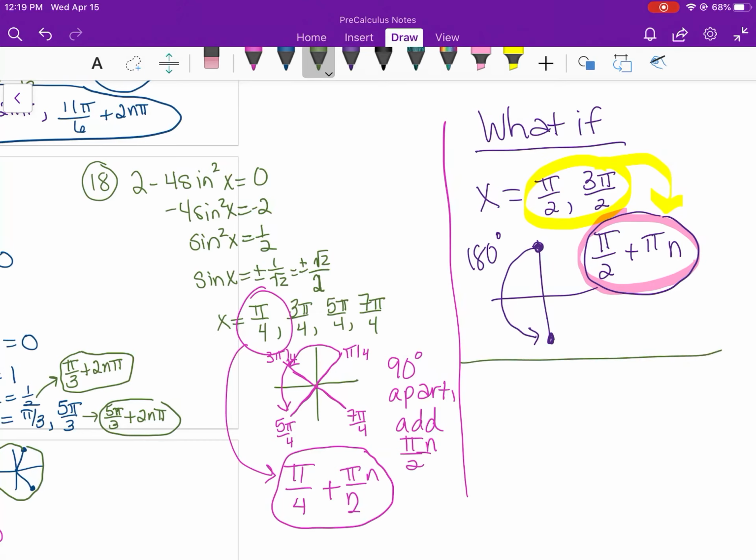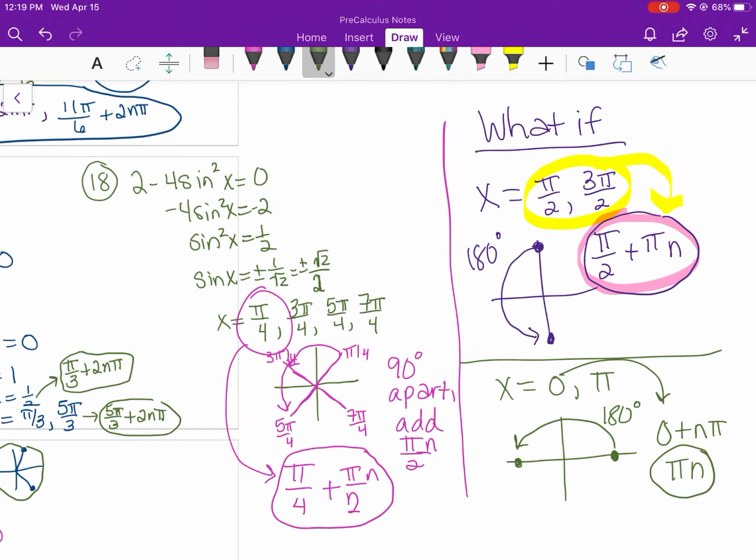Likewise, if I had answers of 0 and pi. 0 sits here, pi sits there. How many degrees apart are they? Well, they're 180 degrees apart as well. So I'm going to start with 0, and I'm going to add n pi to that, or pi n. It doesn't matter which way you say that. So that's just pi n. Pi n takes care of both 0 and pi.